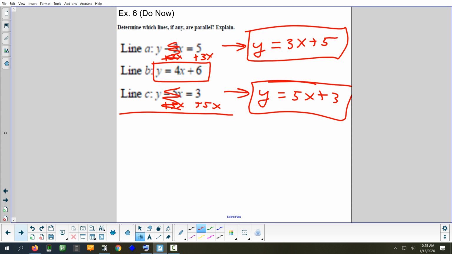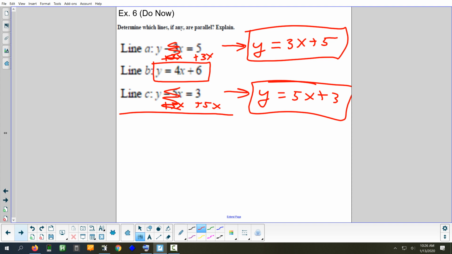And now the question says determine which of those lines are parallel, and explain if you think they're parallel or not parallel. So, which lines there would be parallel to each other? None. How come? Yeah, the slopes are all different. Line A has a slope of 3. Line B has a slope of 4. And line C has a slope of 5. None of them are the same.